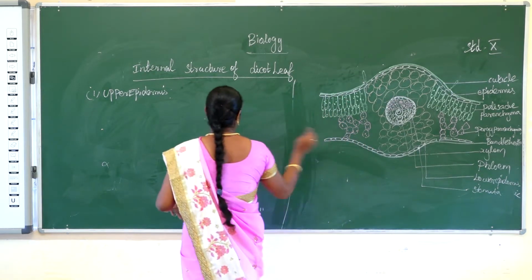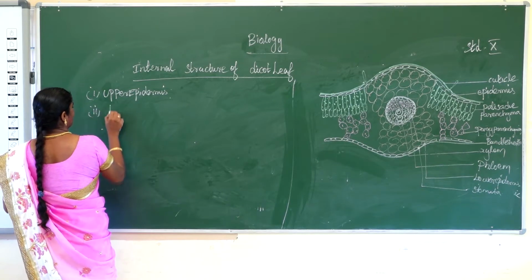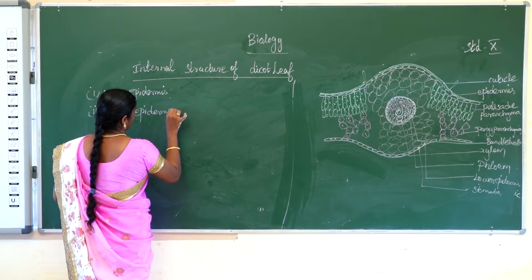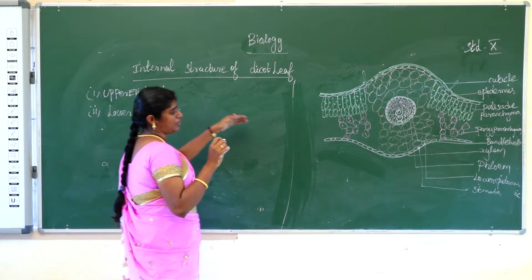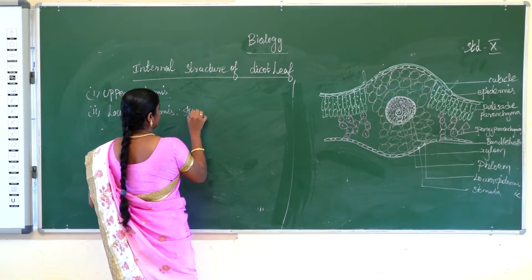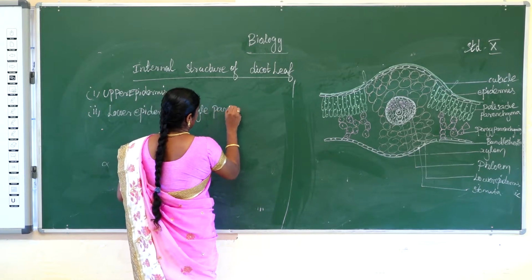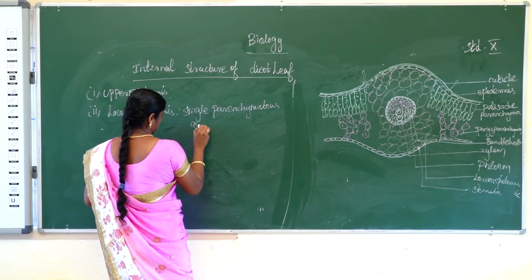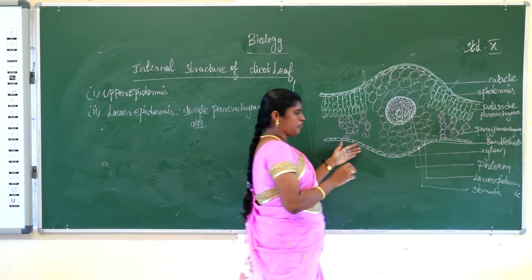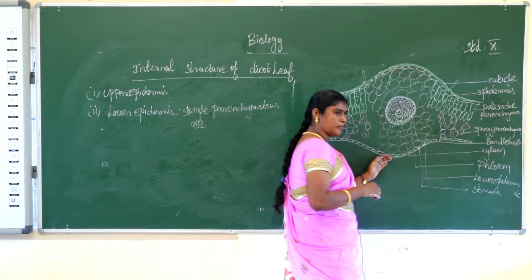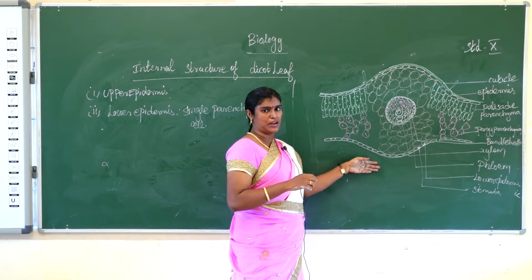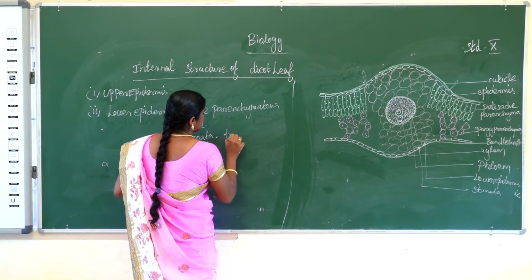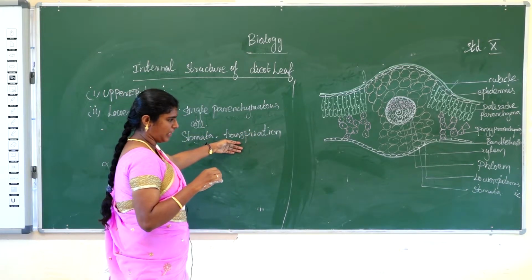Okay, next part, lower epidermis. Lower epidermis is also made up of a single layer of parenchyma cells. They are arranged with a greater number of stomata present. What is the use of stomata? Stomata are involved in the transpiration process. Transpiration.